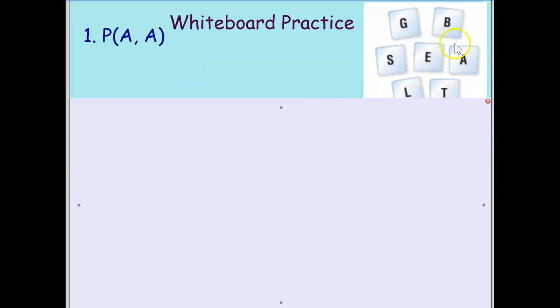Okay, let's try a couple more. So let's reach into this little bag of letters here and pull some tiles, like you're playing Scrabble or something. You're going to put them back afterwards. So it's like reaching in, pulling out an A, putting it back, reaching in, and pulling out an A again. What are the chances of that?